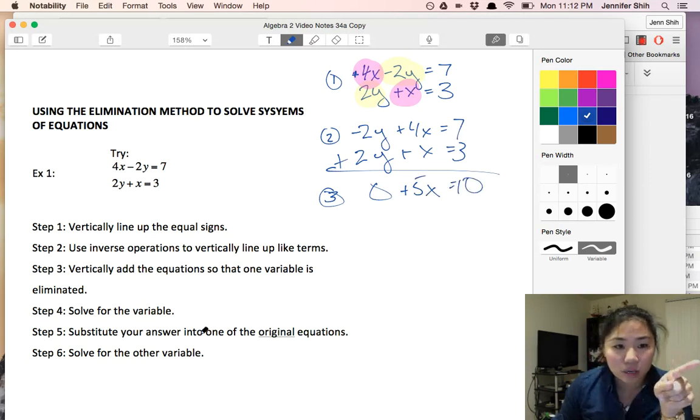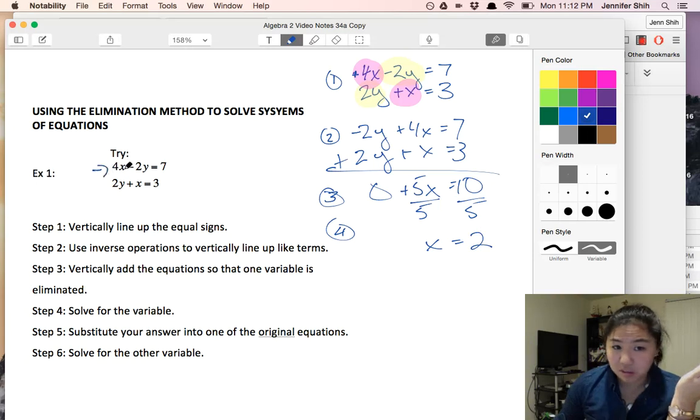So at this point, we need to solve for the variable. Step 4, solve for the variable. Divide by 5 on both sides. x is equal to 2. Step 5, substitute your answer into one of the original equations. I'm just going to take the first one. It doesn't matter which one it is, but I'm going to rewrite it. 4x minus 2y is equal to 7.